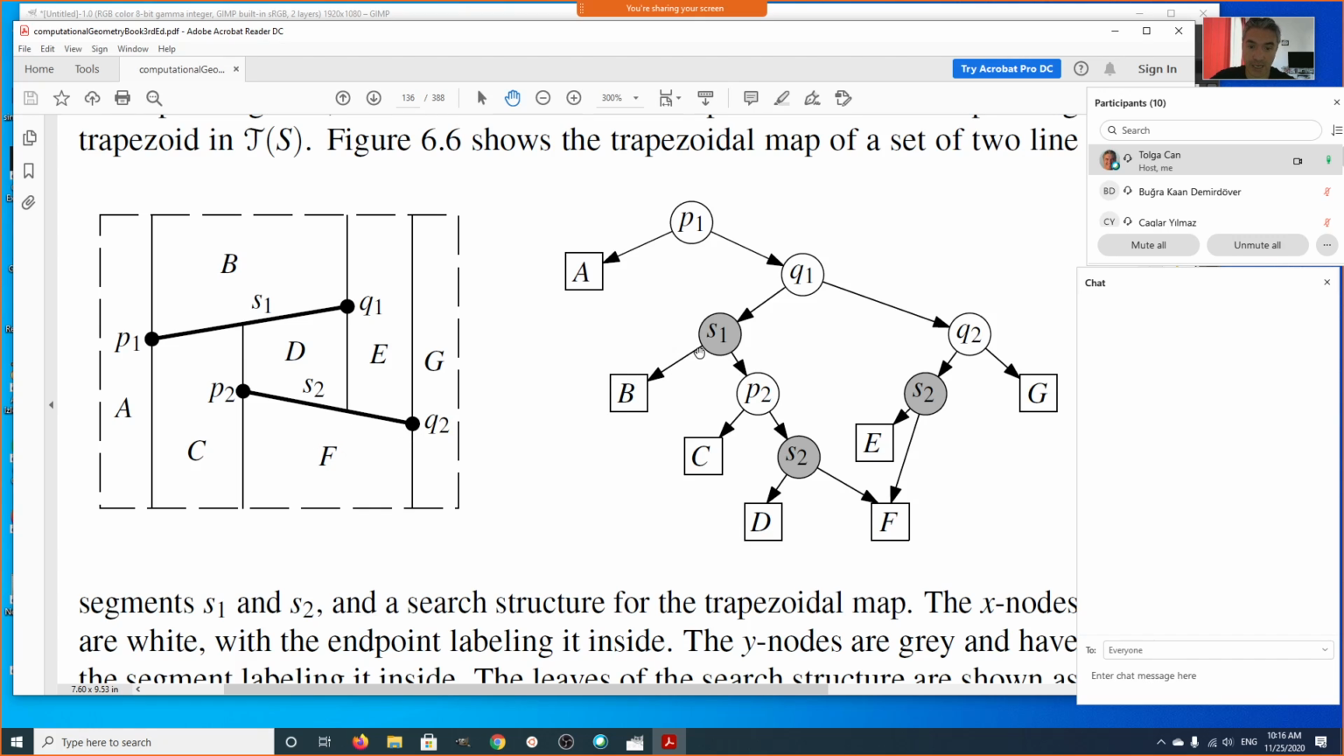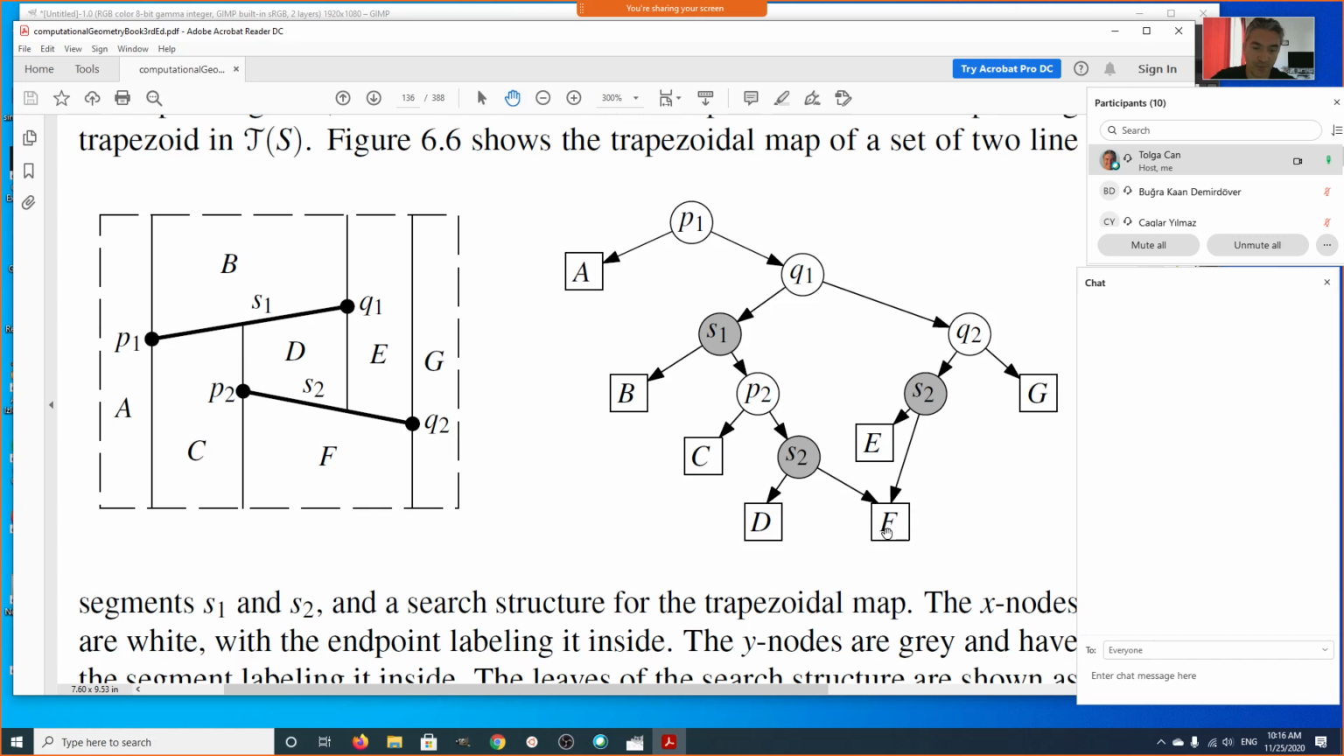We are going to check S1. Is it above or below? If it was above, we would end up at trapezoid B. But it's below S1, so we continue on the right. And then we look at P2. On the right of S1, there are two parts, C and this DF. And we go to the right of P2. Again, we check against S2. There are again two parts. If we were above S2, we would be in trapezoid D, but we are below S2, which leads us to this trapezoid F.